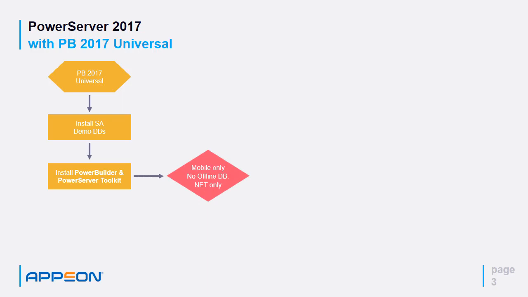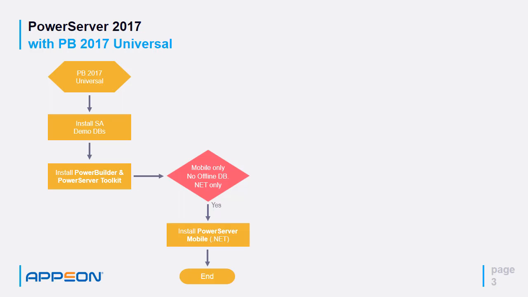The next question, however, is, am I happy with mobile-only applications? I don't require offline databases, which means databases that are stored on the particular mobile device, and I'm running the .NET version only of PowerServer. If you answer yes to those questions, then you need to install PowerServer that's included with PowerBuilder Universal. This is going to be the mobile-only and .NET version of PowerServer.